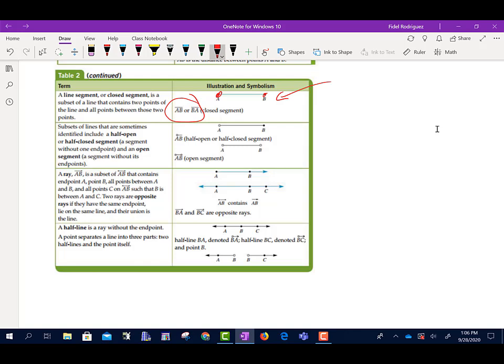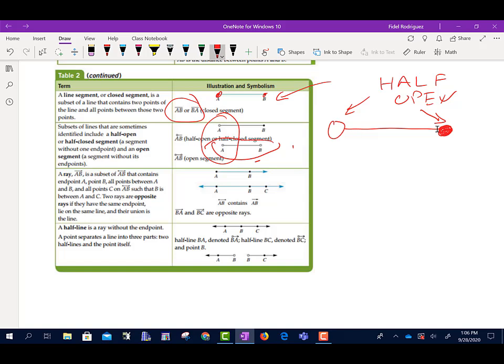Let's see, what else do we have? We have subsets, okay? We have a half open or a half closed line segment. What I want you to notice here, do you see how the point around the A is open, meaning it's kind of filled in, it's like this, and then this part is filled in. So when we have something like this is what we call half open, right? And it's half open because one of those endpoints is filled in and the other one isn't. Or sometimes they call it half closed. And then the open segment, if you notice here, both of those endpoints are open, okay?